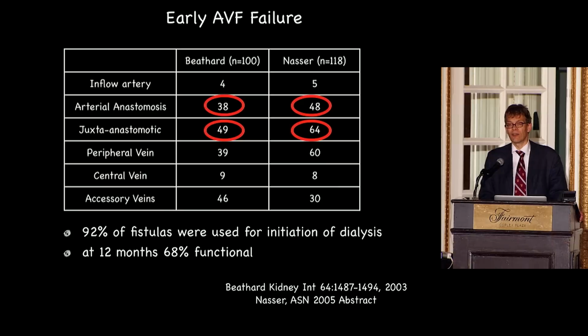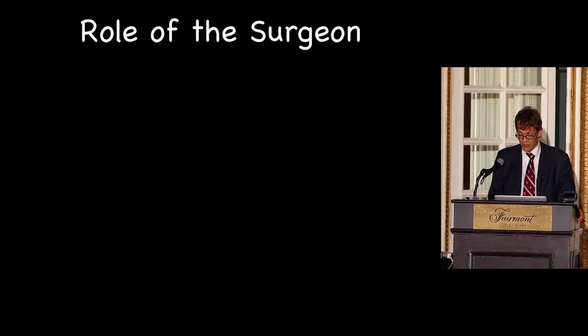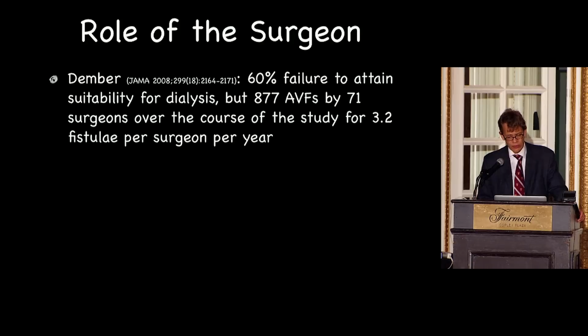And it probably depends on your quality of follow-up and what kind of interventions you do, how close the surgeons and interventionists work together, how many you can keep alive. It's pretty clear that a good surgeon is worth a lot. So in that study, the DEMBA study, on average, the surgeons did something like 3 fistulas per year.